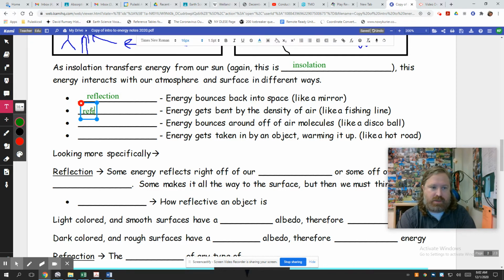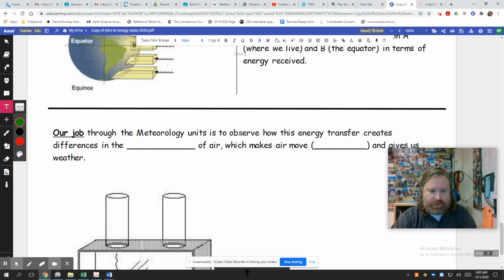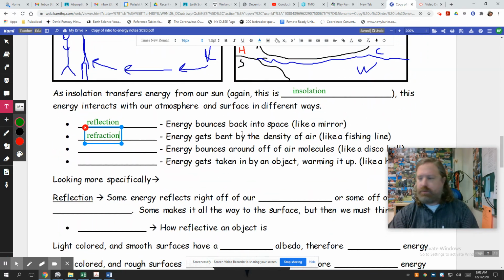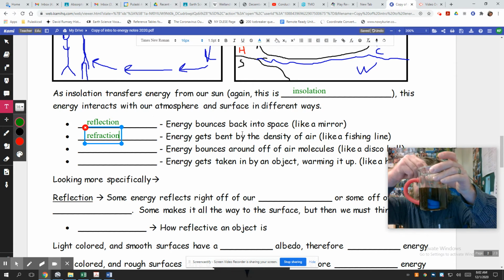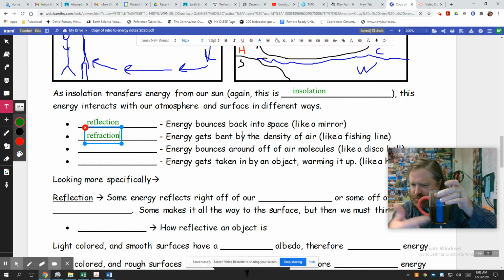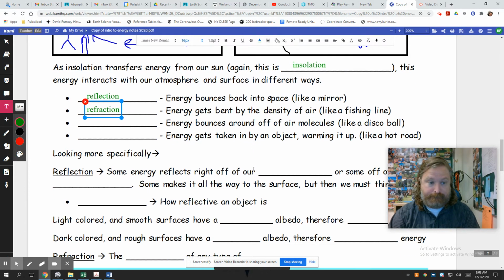Some gets bent. I'm going to even spell it right. Refraction. And I don't know if I have the example of the straw in here. But if you put a straw into water, I don't want to put a pen into my coffee for real. But if I put that marker in there and you can see through it, you ever see this thing where it looks like it's bent? It's not actually bending. The speed of the waves is changing, and the light waves themselves are bending.